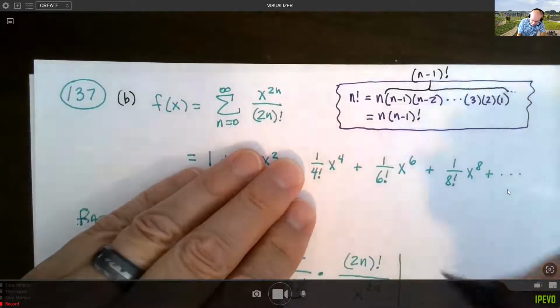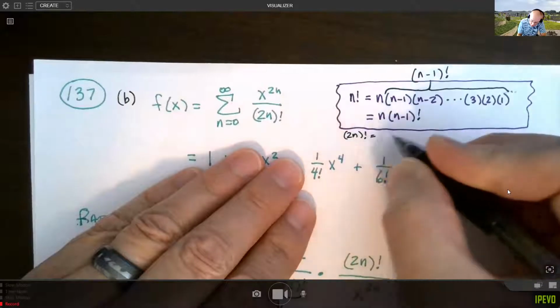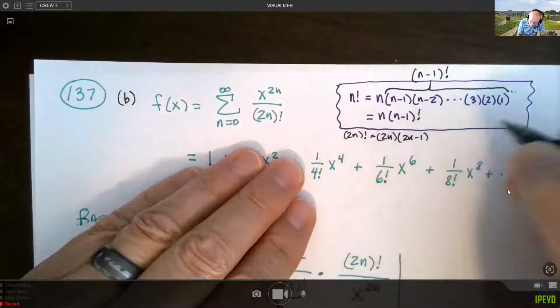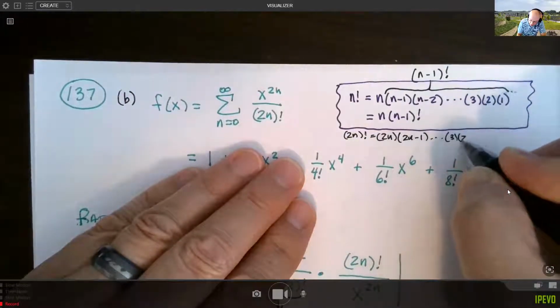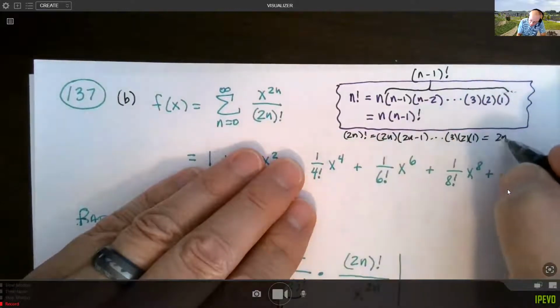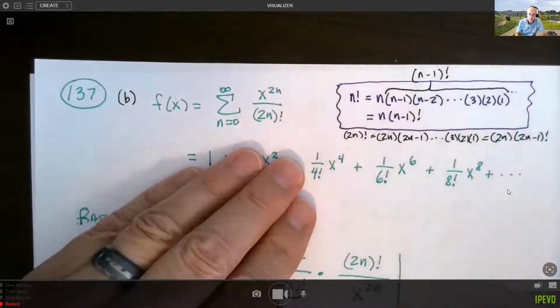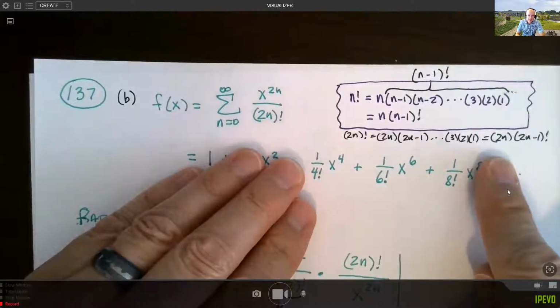Now keep in mind here we've got a 2n factorial, so 2n factorial would be 2n times what? 2n minus 1, 2n minus 2, 2n minus 3, all the way down to 3, 2, and 1, which is the same as, notice, 2n times 2n minus 1 factorial. We'll be doing a lot of manipulations like this in a little bit, so I wanted to make sure that you're familiar and recall those ideas.